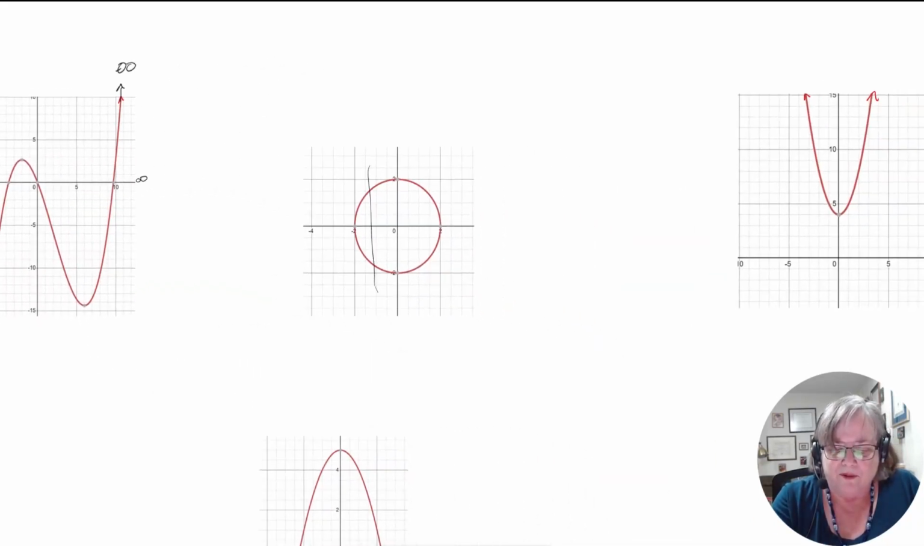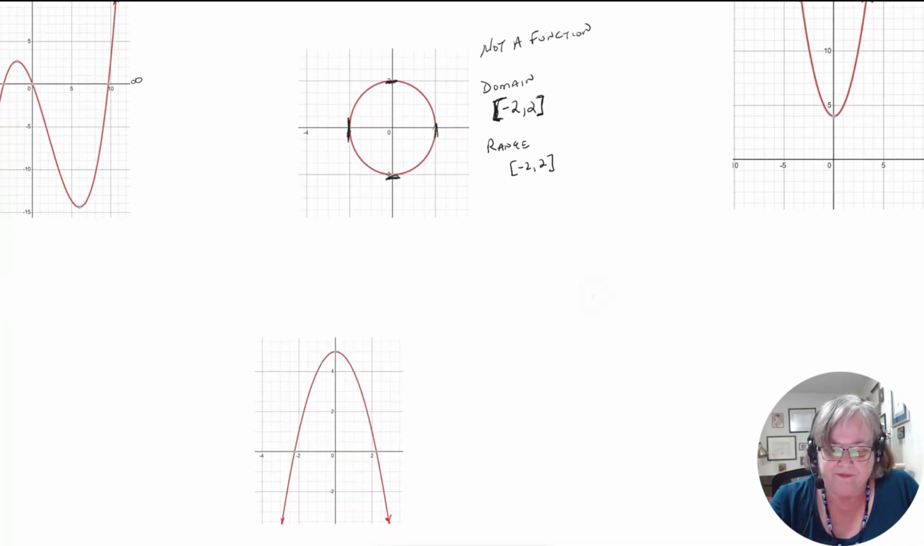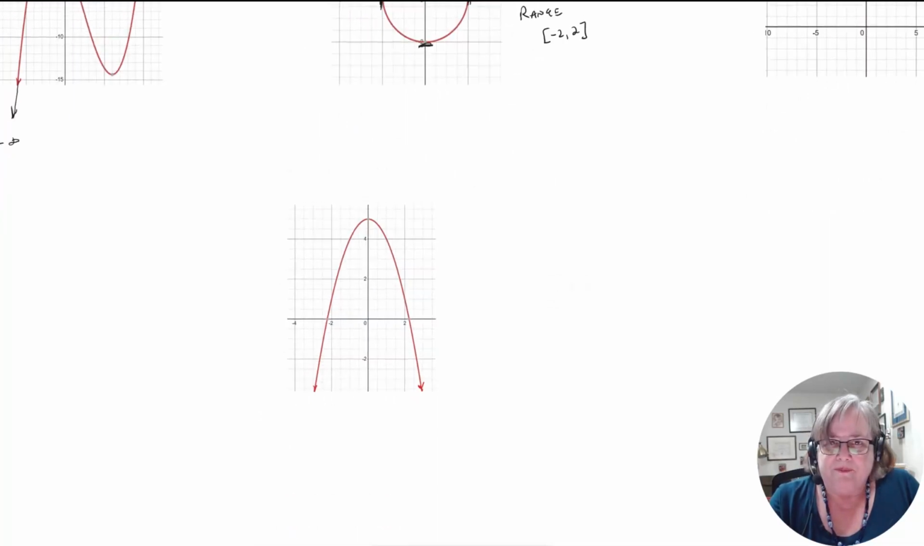This one, see how it fails the vertical line test because it hits more than one point. So this is not a function. And the domain talks about the possible x values. So the leftmost is negative 2. And the rightmost is 2. My squared off brackets look kind of bent. There we go. And its bottommost is negative 2. And the topmost is 2. All right. What about this one? This one is a function.